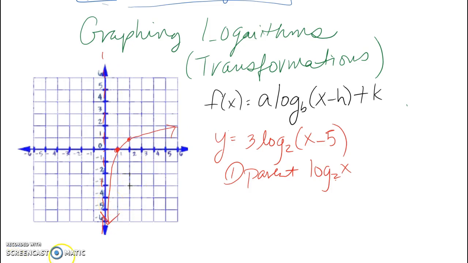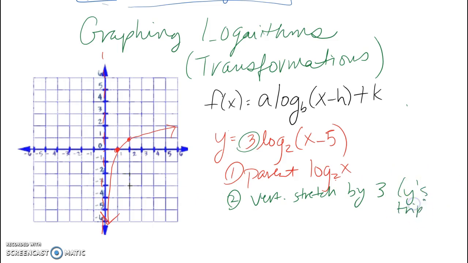From here, I'm going to do my transformations. So you always want to go reflections and dilations first, translations last. So I'm going to go left to right, in other words. I see this 3 in the front, and what that tells me is that my graph is going to be vertically stretched by a factor of 3. And all that means, guys, is that the y's are going to be tripled. So I'm going to look at my y values and triple them.